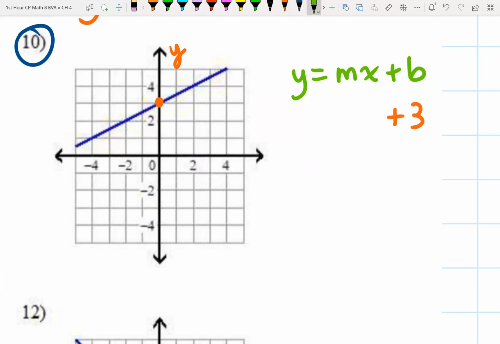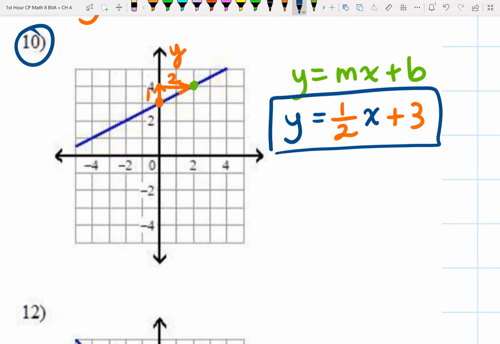To find our slope, we need another point, so I'm going to put a point right there at 2, 4. And it looks like we need to rise up 1 and go to the right 2. So our slope is 1 over 2. Drop down the other pieces, y equals, and the x. And there's your equation for number 10.